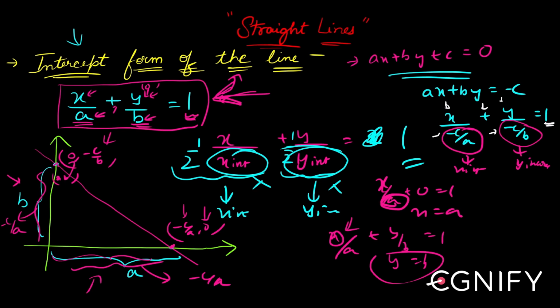But ultimately what I wanted to focus on is the way this intercept form is written, and you should be able to recognize it wherever it's written and understand the meaning of its terms. That's all. So this was what I had to explain about the intercept form of a line. Let's move on to the next subtopic in the chapter.